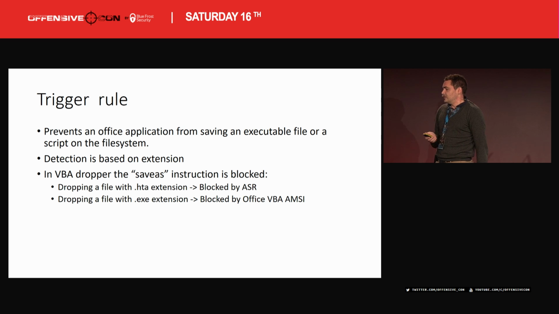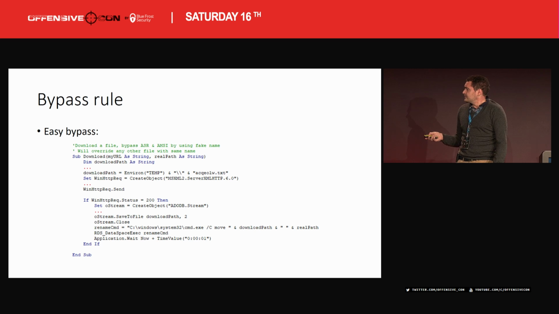So if you want to trigger the rule, which is funny, it's a kind of combination between AMSI and ASR. So for example, when I drop an HTTP file, it's blocked by attack surface reduction. And if I drop an exe, it's blocked by Office AMSI. So they have kind of combined together to block everything. The problem is, to bypass it, I just have to download the TXT file. And then I rename the TXT file to the real path, and I can execute it, and that's not blocked. So pretty easy to bypass.